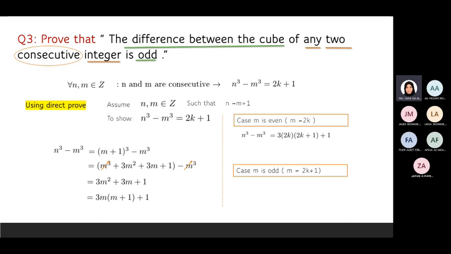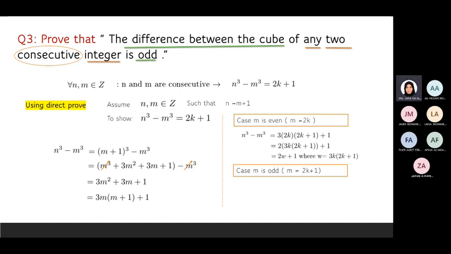Now there is no need to distribute, by the way. 3 times 2 times this parenthesis, that means 2 is even. So automatically I will proceed with 2, and it will be 2 times 3k, 2k plus 1, which is 2w plus 1. W is an integer value because k is an integer value. And we prove that m cube minus m cube is odd for the even numbers m.